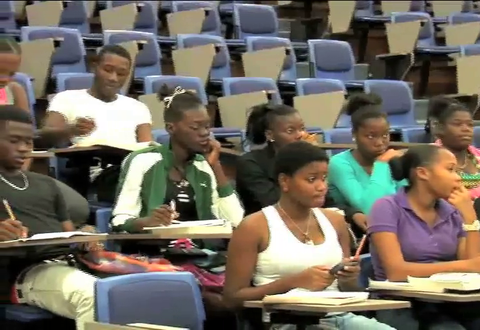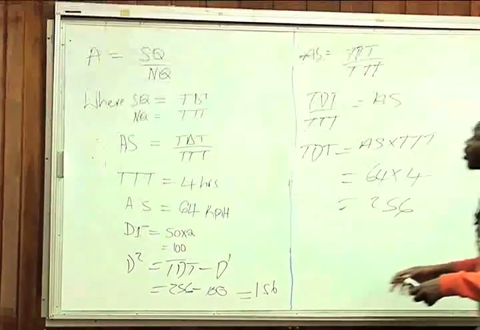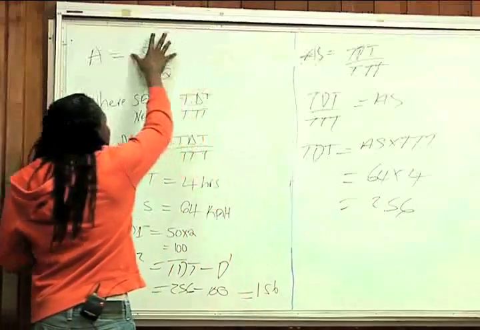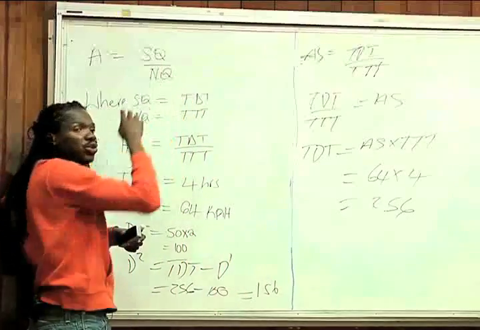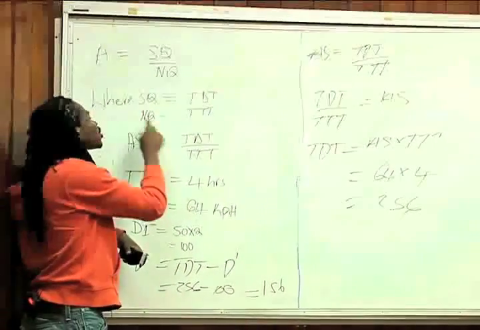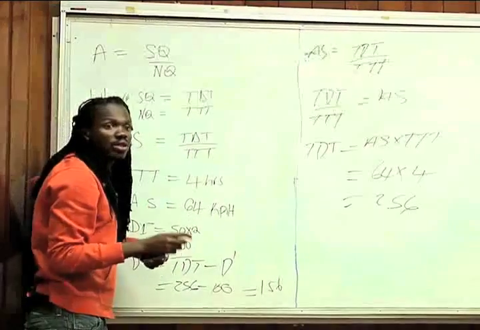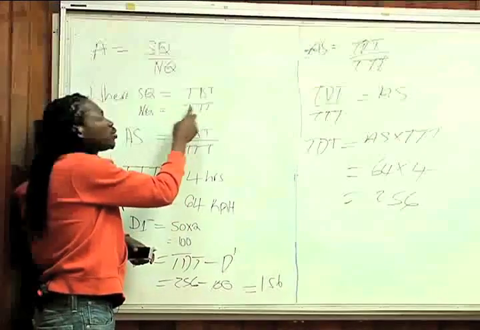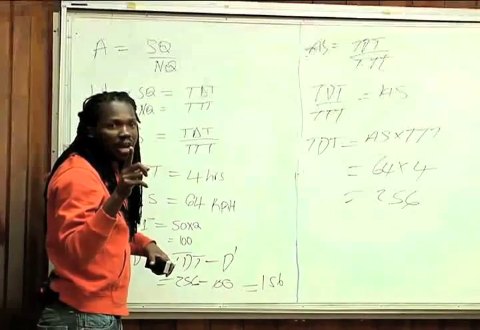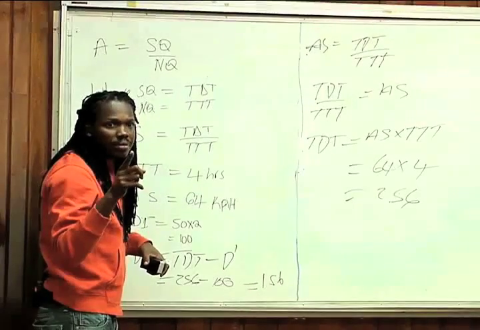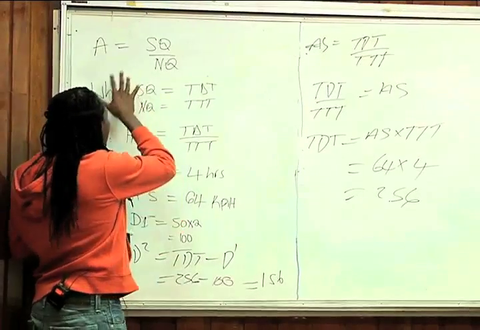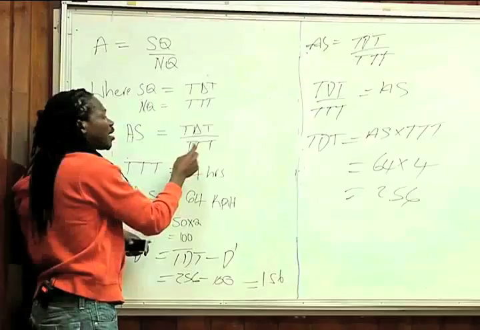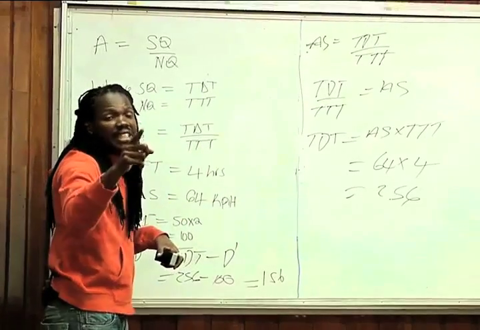It's just logic. So the first thing we write down: what is the average? If you want to maintain this SQ over NQ, when it comes to speed, SQ is TDT, total distance travel, and NQ is TTT, total time travel. So therefore, the average is total distance travel over total time travel. That is the average speed.